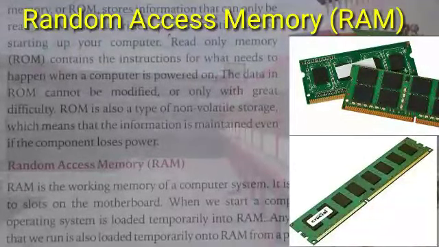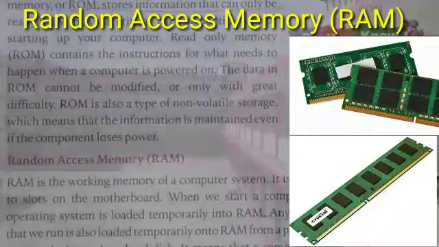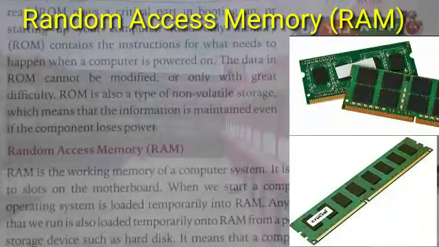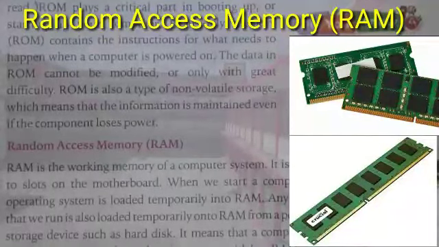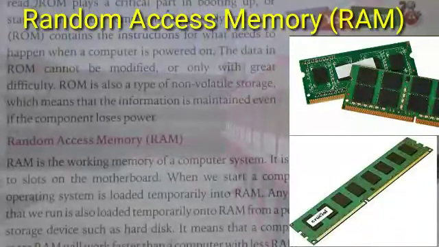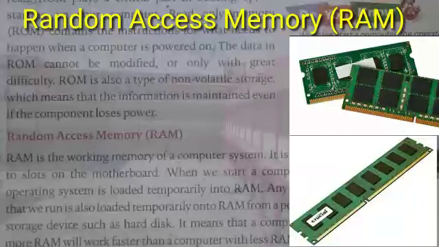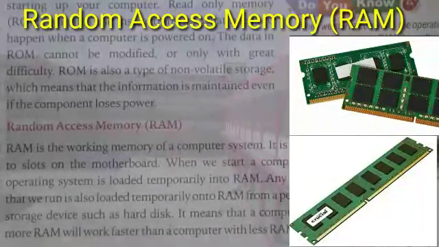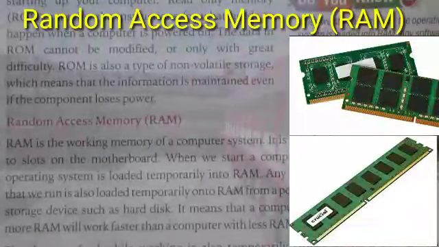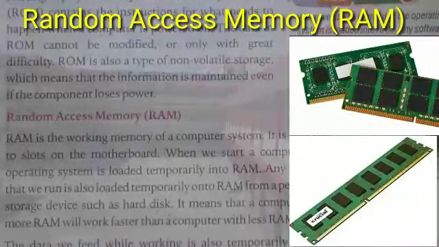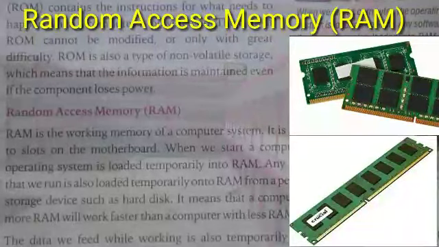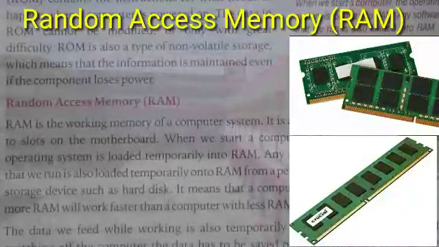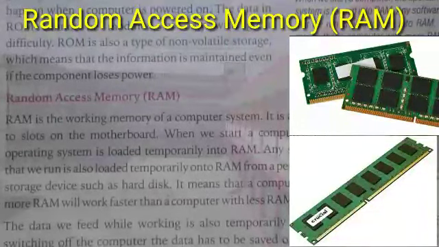Random access memory. RAM is the working memory of a computer system. It is attached to slots on the motherboard. When we start a computer, the operating system is loaded temporarily into RAM. Any software that we run is also loaded temporarily into RAM from a permanent storage device such as a hard disk. It means that a computer with more RAM will work faster than a computer with less RAM.